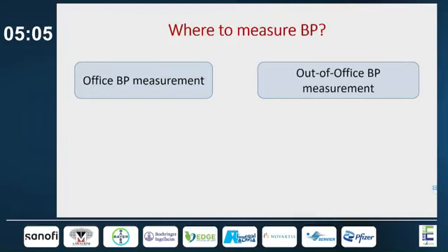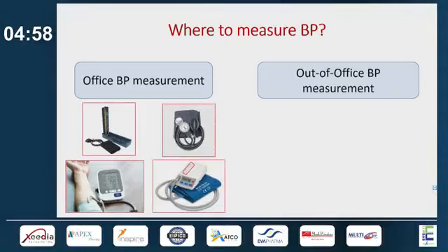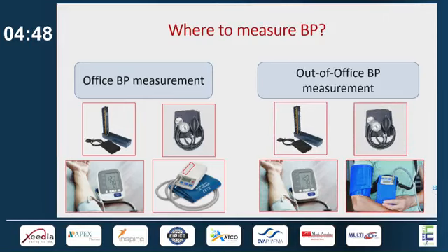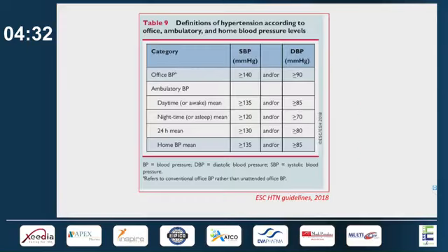Now, where do we measure blood pressure? We measure blood pressure either at the office or out of the office. At the office, we can use the auscultatory methods, either mercury or aneroid, or the oscillometric or the automated unattended device. For out-of-office blood pressure measurement, patients may use the mercury or the aneroid with all the precautions, or the oscillometric device, which is much easier. Arm cuffs are preferred over wrist cuffs because wrist cuffs need many precautions. And there is the ambulatory 24-hour blood pressure, of course.